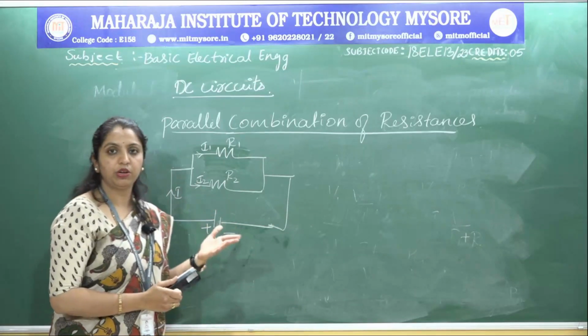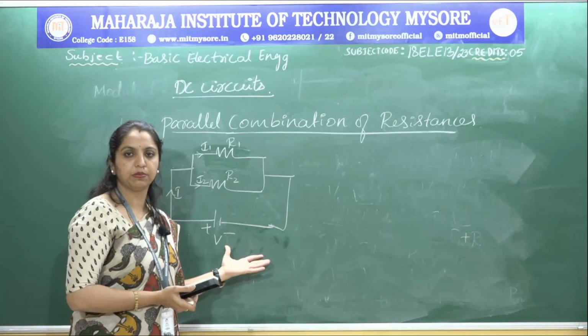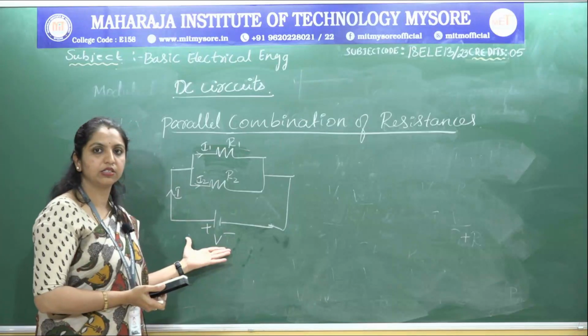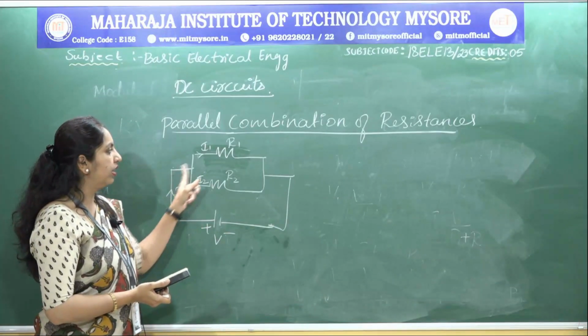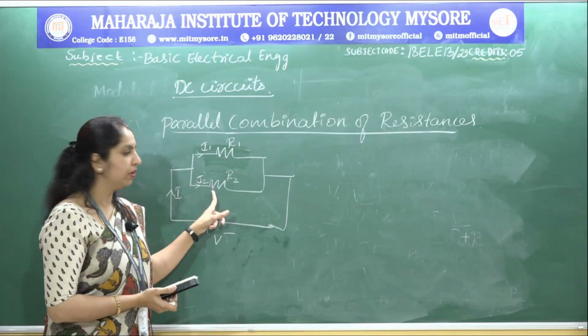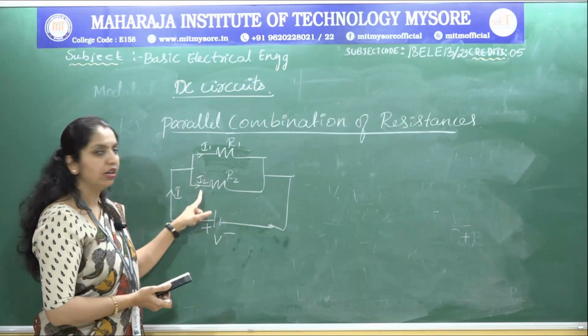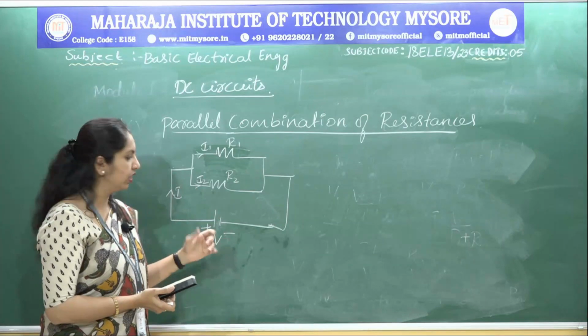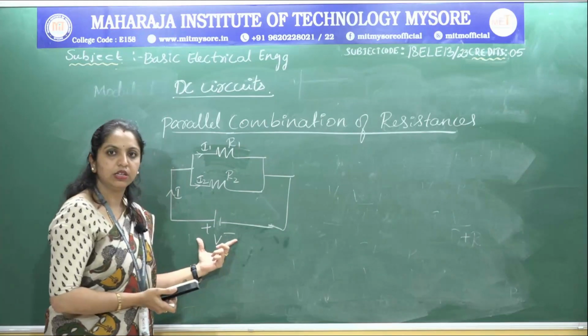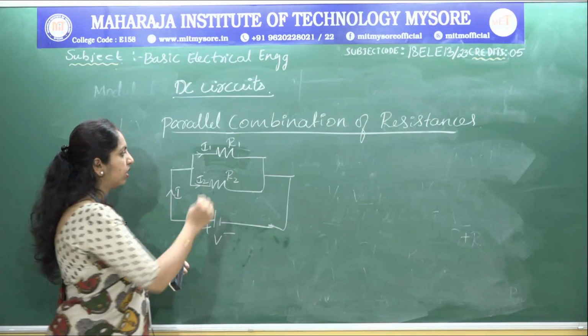Before that, you need to understand the characteristics of this particular circuit. What is the first characteristic? Here the current gets divided, which is I1 and I2. That is the first characteristic. And the voltage remains the same. Look at this circuit.